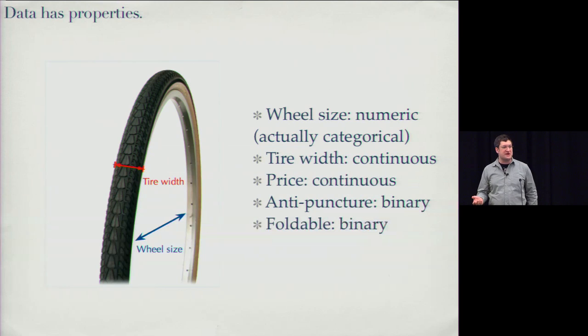So even if they are measured in numbers, I can't just arbitrarily pick any number out of the whole set of numbers and say I want a bike wheel in that size. There's three or four on the market that are relevant. So that's a categorical slice of data.